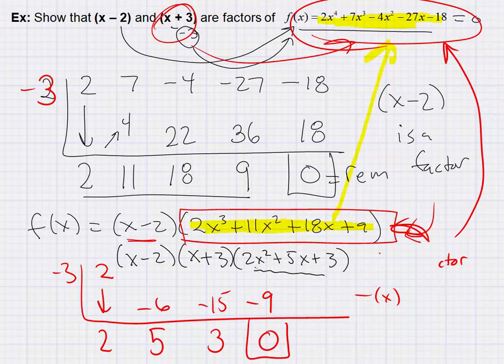If I can keep factoring this polynomial, 2x squared plus 5x plus 3, then what I'm doing is basically whittling down the original polynomial into all its smallest factors. And this is how we use division to help us completely factor a polynomial, which would then help us find the zeros of that particular polynomial.